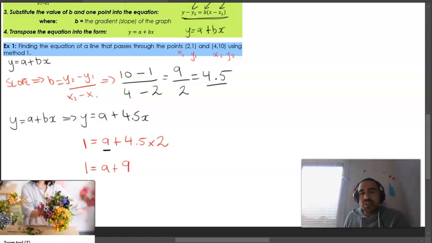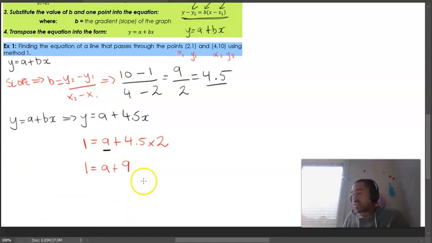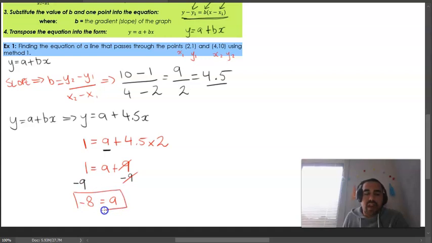I'm now going to do a little bit of algebraic rearranging to get a by itself. There is a plus 9 that's associated with it, so I'm going to subtract 9, and whatever I do to one side, I do to the other. As a result, these two get cancelled, and what I'm left with is a is equal to whatever 1 minus 9 is, which is minus 8. Now we have got our a value.